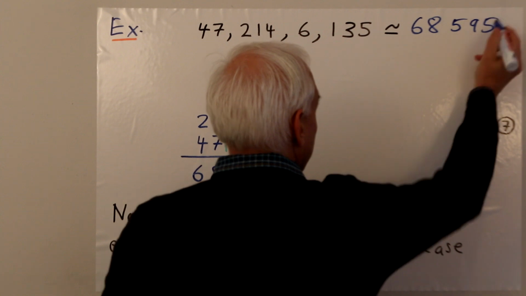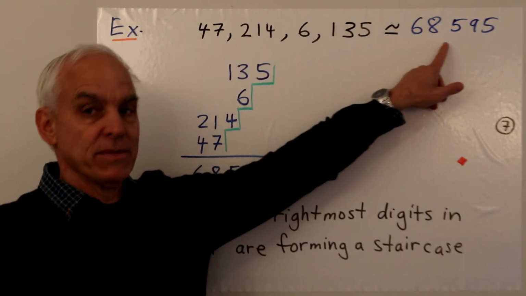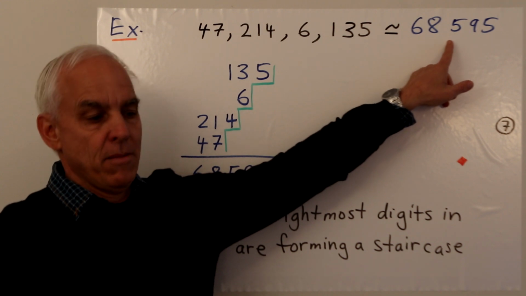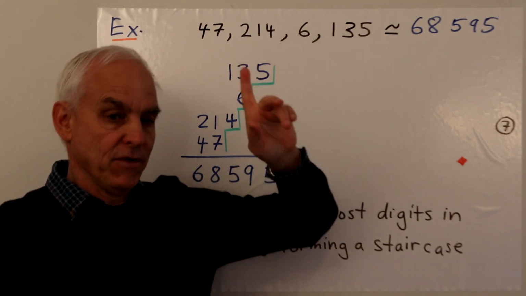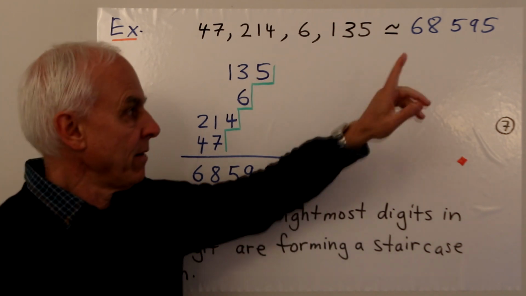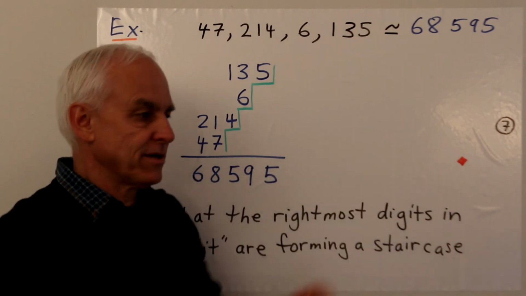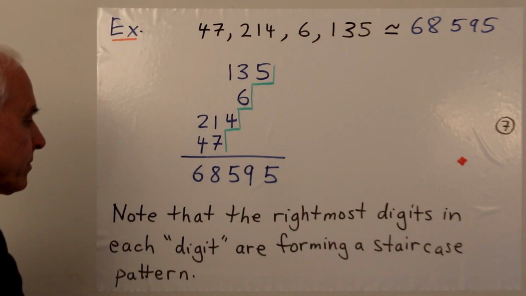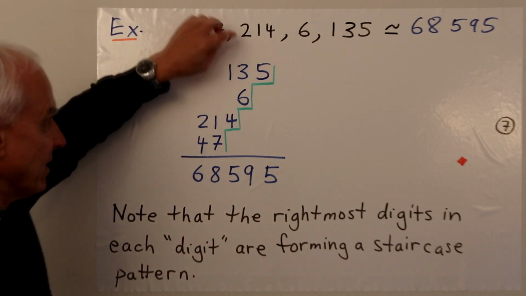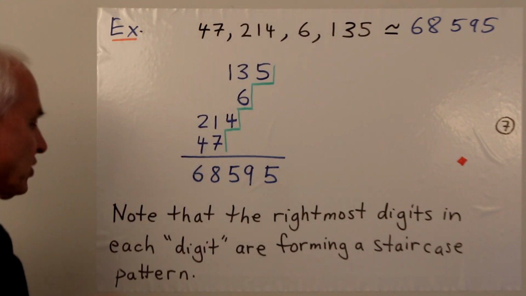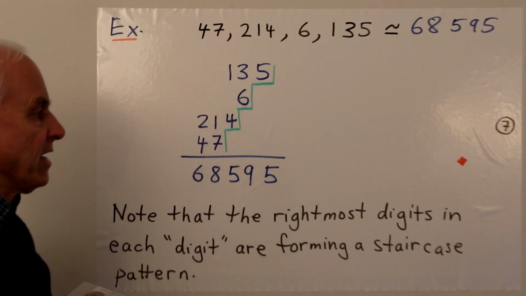68,595. And notice that I'm going to resist the temptation of putting commas in here, okay? Because if I put commas in there, then it's very possible that we're going to get confused between that number and a different open number which looks the same. So note that the rightmost digits in each of these digits appearing in the open number, digits in quotes, are forming a staircase pattern. That's a kind of cascading aspect.